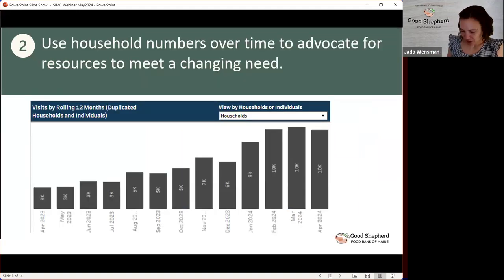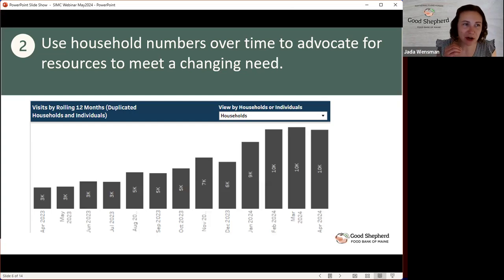Number two, use those household numbers over time to advocate for resources to meet a changing need. So we all know that over time, the community that you serve at a pantry can shift. So whether you're seeing an increase or a decrease, it can be really helpful to have those records, again, of those unduplicated households over time, as well as duplicated visits.